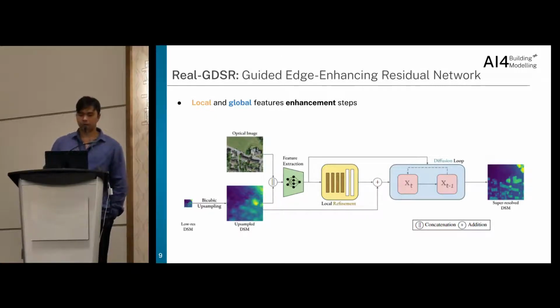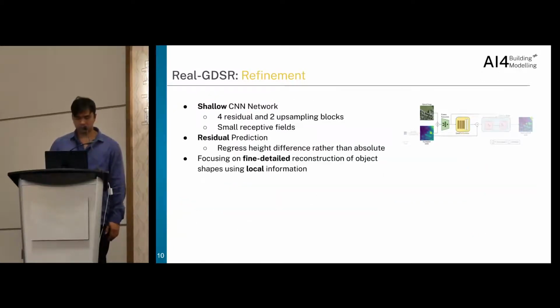And then we extract some features from it, and we apply these two different steps, which is refinement and diffusion, which I will explain in the next slides. So first, the refinement network consists of a shallow CNN. The idea is coming from the DSMs, different from the RGB images.